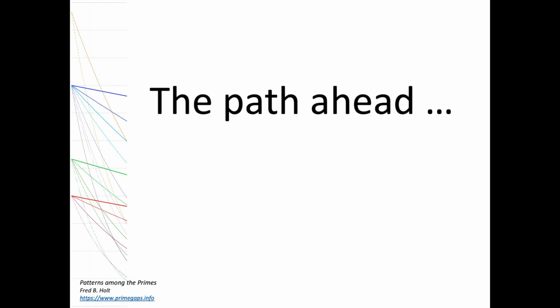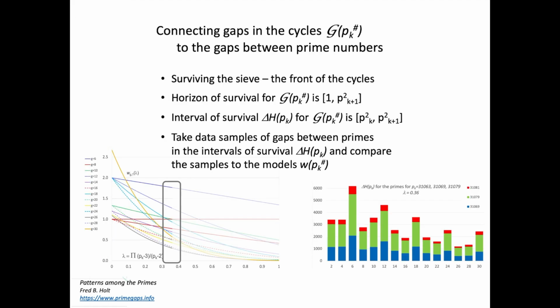So this is the path ahead. We have a pretty thorough study of the gaps in the cycles of gaps for the stages of Eratosthenes sieves. We want to connect these to gaps between prime numbers. So we'll look at surviving the sieve. We'll look at the front of the cycle.